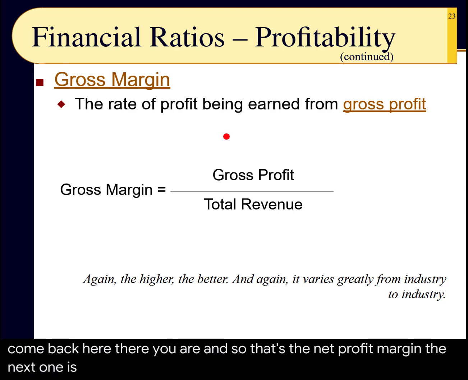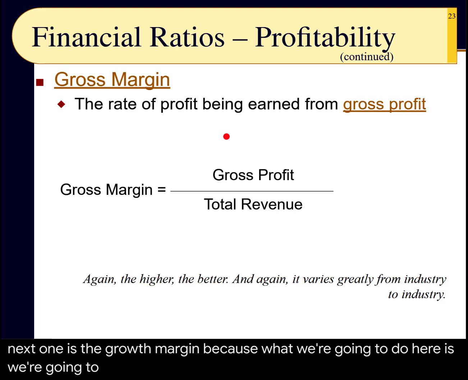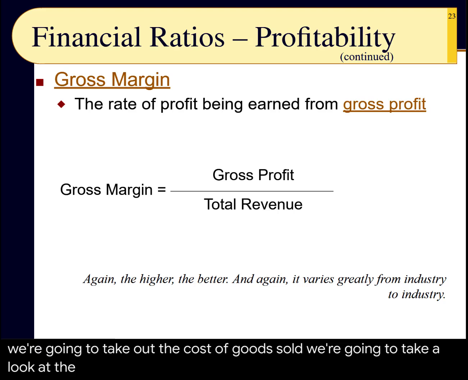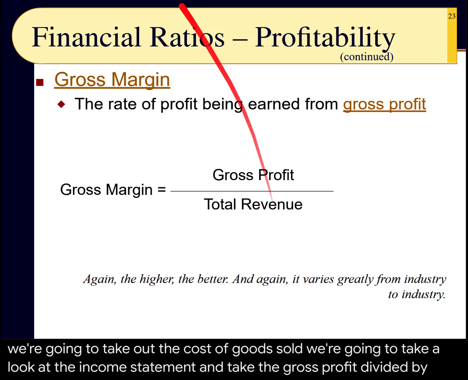And so that's the net profit margin. The next one is the gross margin. Because what we're going to do here is we're going to take out the cost of goods sold. We're going to take a look at the income statement and take the gross profit divided by the total revenue.